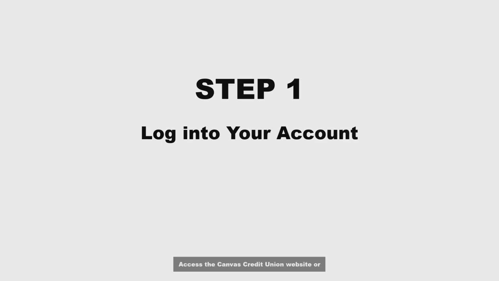Changing your payout method on Canvas Credit Union is a straightforward process. Follow these steps to ensure your payout method is updated correctly. Step 1. Log into your account. Access the Canvas Credit Union website or mobile app and log in using your credentials. Make sure you have your username and password ready.